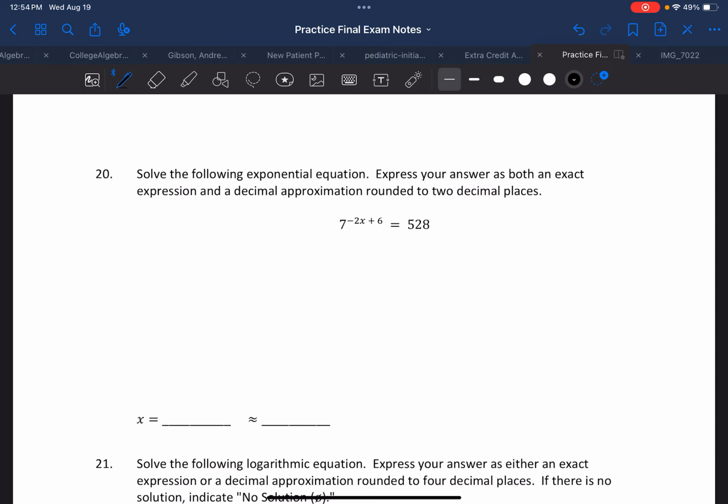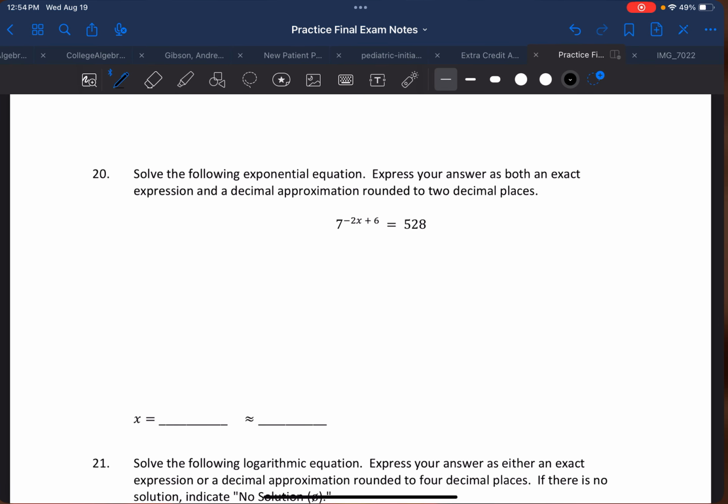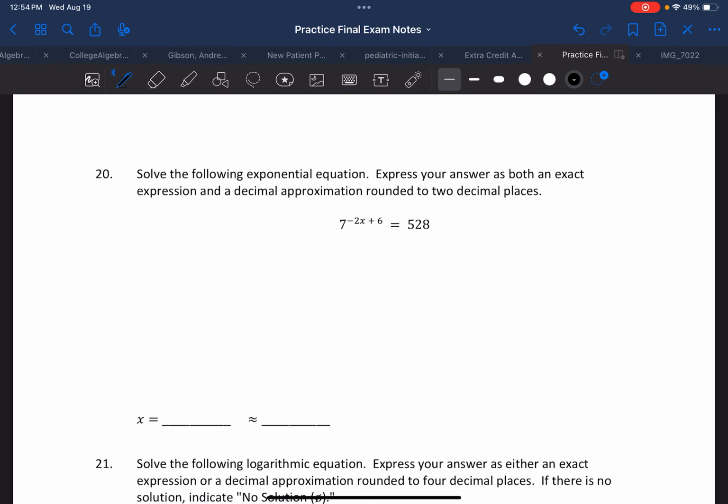Okay, number 20 says to solve the following exponential equation, express your answer as both an exact expression and a decimal approximation rounded to 2 decimal places. So this is an exponential equation because we have a variable in the exponent. And there's no way I could solve this by transforming it into its logarithmic form.